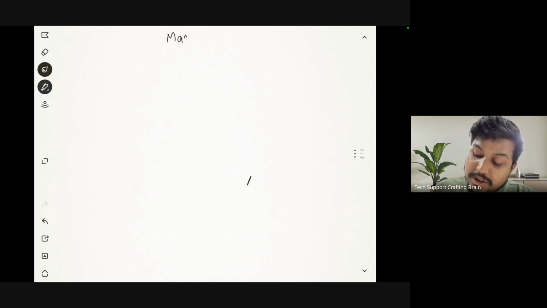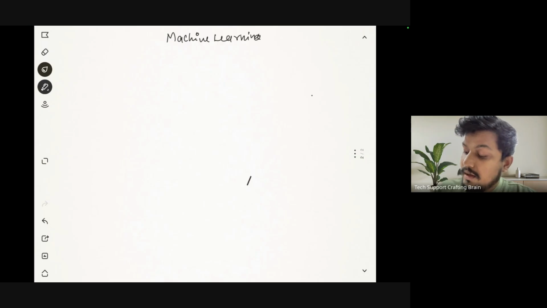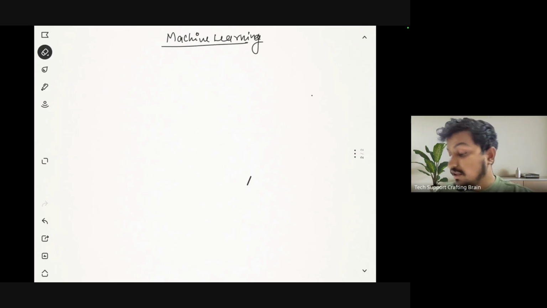So what is machine learning? Let's try to understand. Does anyone know anything about machine learning, guys? Has anyone heard this word before? Muskan, Gargi, has anyone heard this word machine learning before? Guys, tell me.